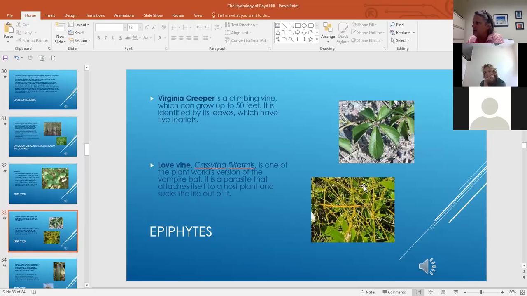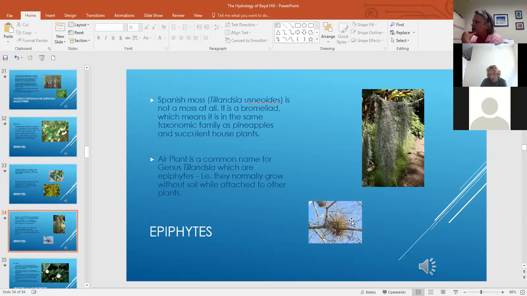This love vine is a parasite. You can see it is parasitic, so it does damage the plant it's on. Creeper won't really damage the plant that it's on, but it could smother it by being too much. The Spanish moss and the air plants are two epiphytes that belong to the same family, the bromeliad. You're probably familiar with a very tasty bromeliad, the pineapple, and that is in the same family as the Spanish moss and the air plant.